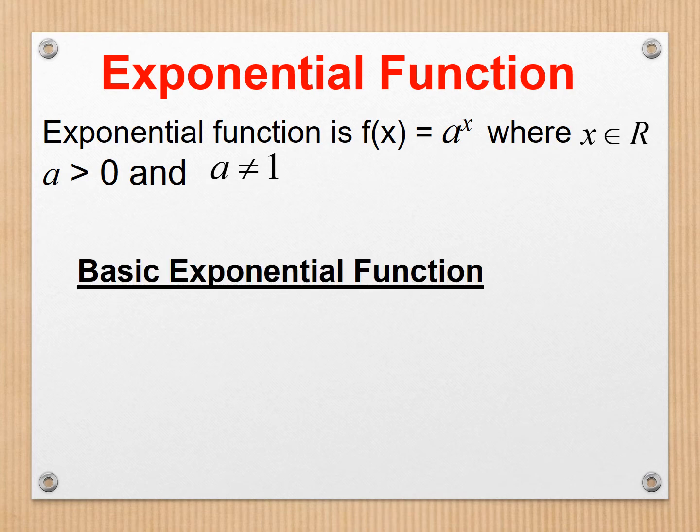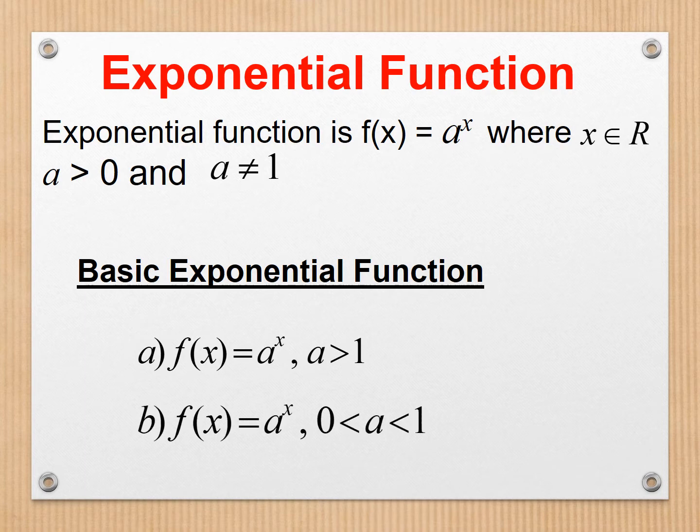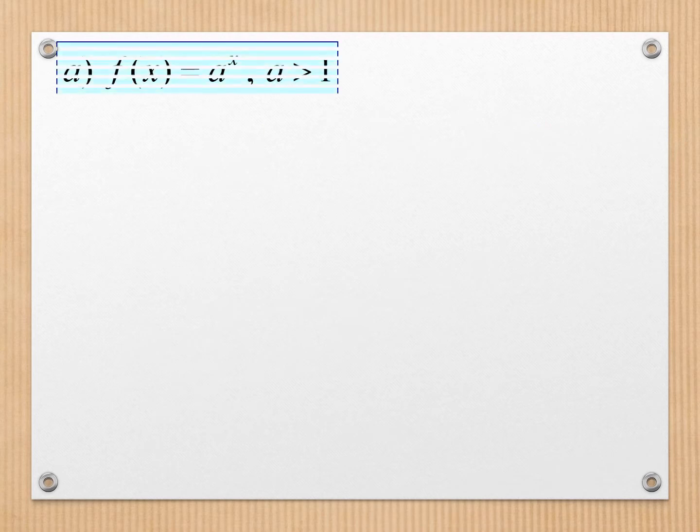Basic exponential function. There are two basic exponential functions: A, f(x) equals a to the power of x for a more than 1. B, f(x) equals a to the power of x for a in between 0 and 1. Let's look at the basic exponential functions.